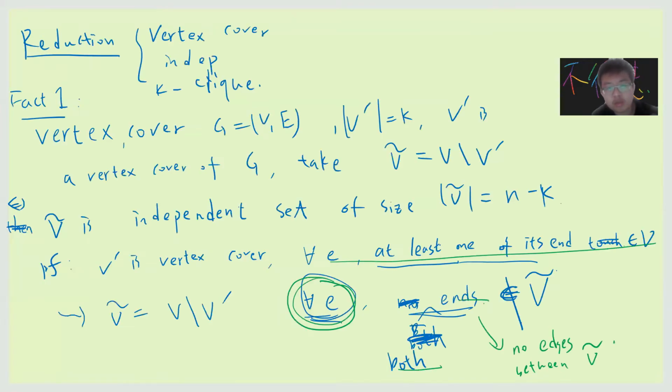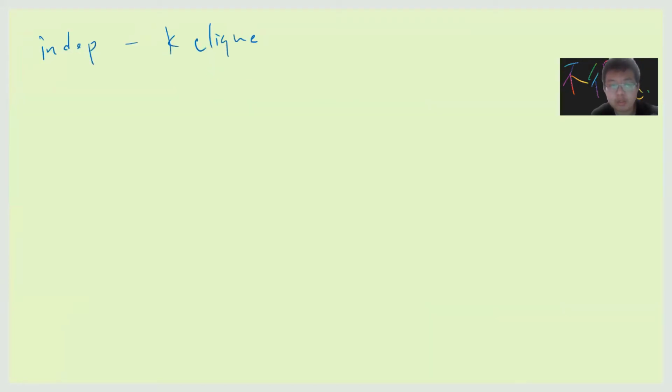Okay, so this is actually the polynomial reduction, right? Suppose someone can solve the independent set, then you can solve vertex cover. If you can solve vertex cover, then you can solve independent set. Okay, what is the relationship between the k-clique and the independent set?